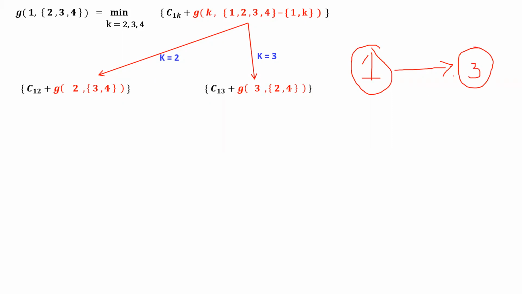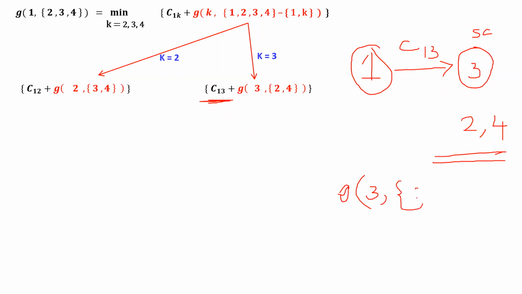If I'm visiting city 1 to 3, then what is the distance between 1 and 3? It is C13. That is what I have written, C13 plus, now this 3 becomes the starting city. Now, what are the remaining cities that need to be visited? The remaining cities are 2 and 4. This is again a sub-problem, which can be represented as G of the starting city 3, and the remaining cities to be visited are 2, 4.